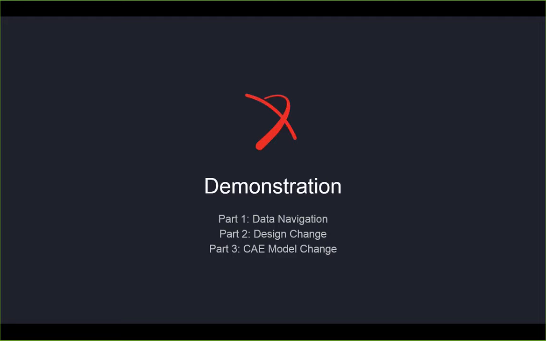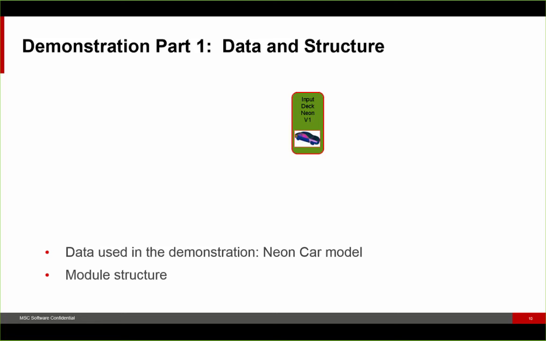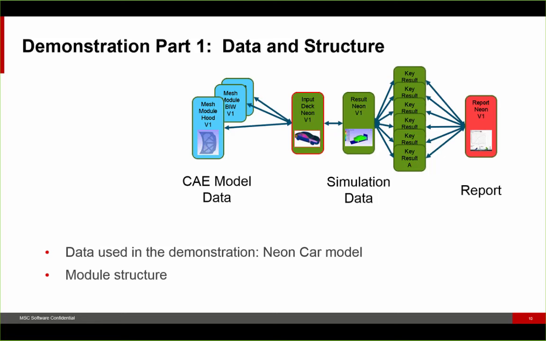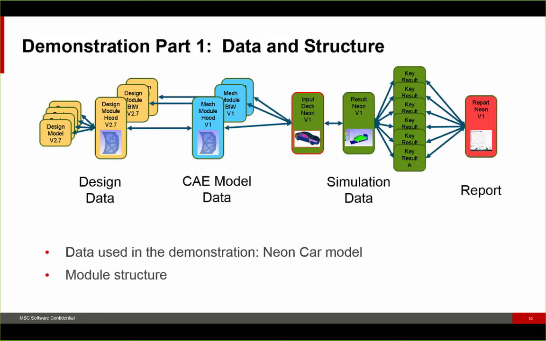With this, let me explain the demonstration part 1, just how the data is organized in SimManager. Something we notice in simulation data and process management is that for an analyst, a clear anchor object is always an input deck, particularly in the FEM world, the finite element world. Then from that input deck, what you will see in the demonstration is how you can navigate to the results and to the CAE results. So how you can navigate in the simulation data and how you then can aggregate those simulation data into reports. And we're going to show you also to the left how you can navigate from your input deck to the CAE models, to the meshes, to the include files which were used in the input deck. And from there, how you can navigate to the design models, to the design assemblies or modules.